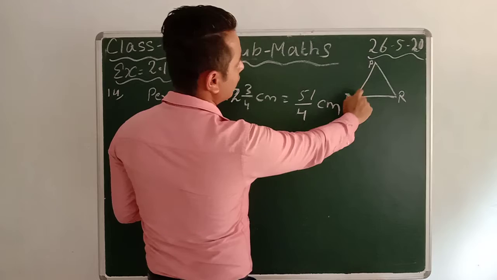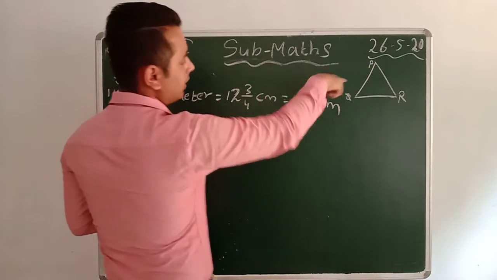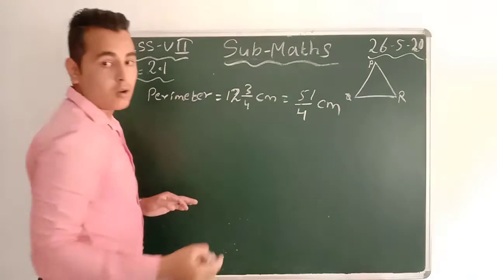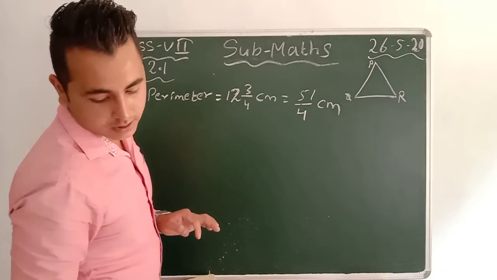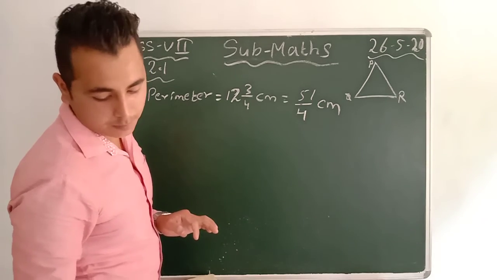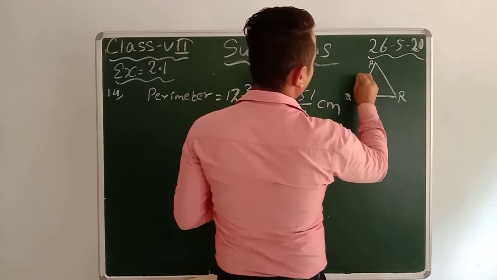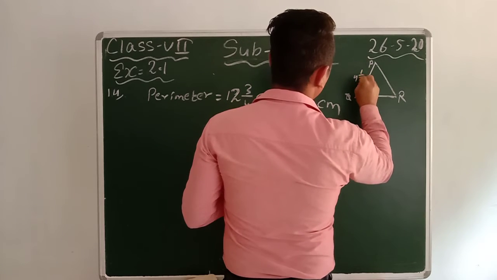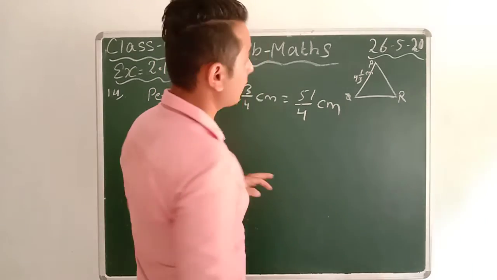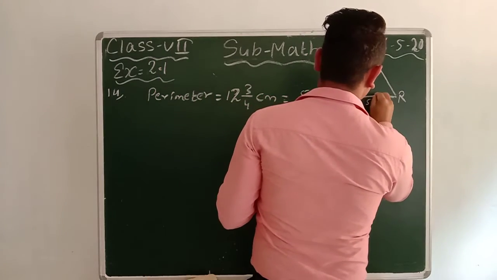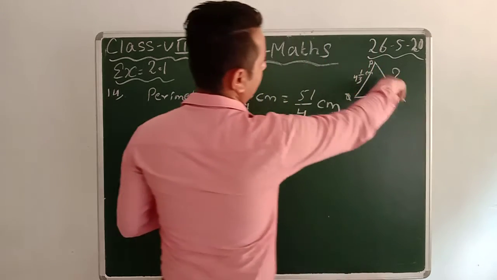That means from P to Q, Q to R, and R to P, the total length is 51 by 4 centimeter. Now in the question, PQ is given as 4 1 by 3 centimeter and QR is given as 5 1 by 4 centimeter. We need to find PR. PQ is 4 1 by 3, that means from here to here. QR is 5 1 by 4 centimeter. We need to find this part, PR.